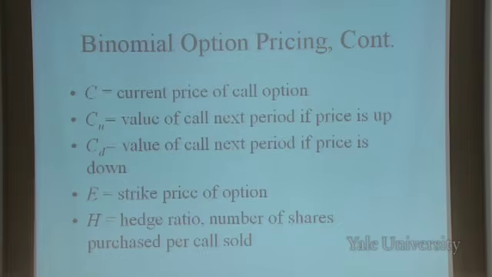So C sub u would be the stock price minus the exercise price if it's in the money. We know that in advance because we already know what the two possible prices are next period. So we already know what the two possible option values are next period. This is the intrinsic value if it's up, and this is the intrinsic value if it's down. All right? And we'll call E the strike price of the option, the exercise price of the option. Is everything clear here?